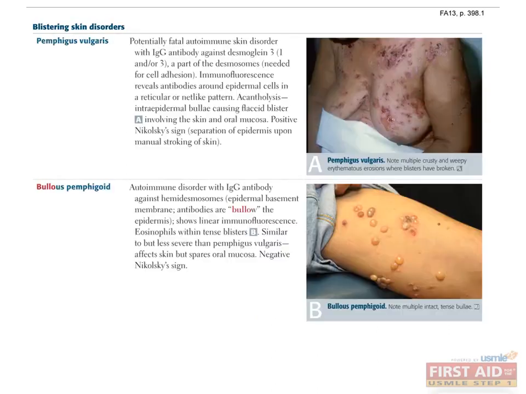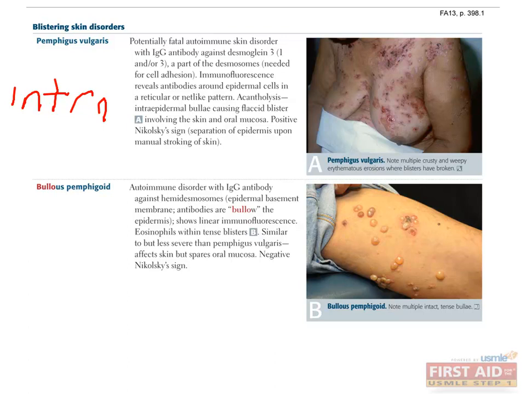Now let's turn our attention to the blistering disorders, of which there are 5. The first 2 we already talked about to some degree when we were discussing the desmosome and hemidesmosome. As you might remember, pemphigus vulgaris is a blistering disease that's marked by the finding of IgG antibodies against desmoglein 3, a part of the desmosome. This causes segments of epidermis to lift off away from one another, which leads to the formation of intraepidermal bullae. It can be very severe.